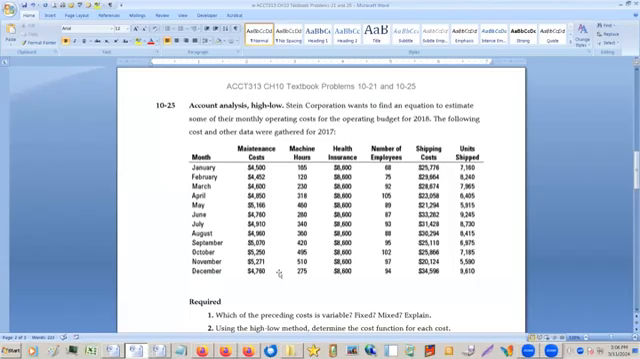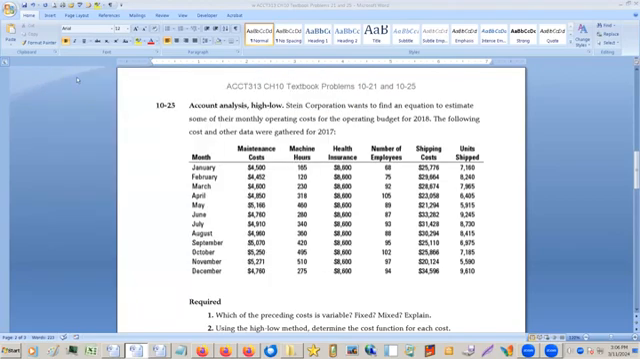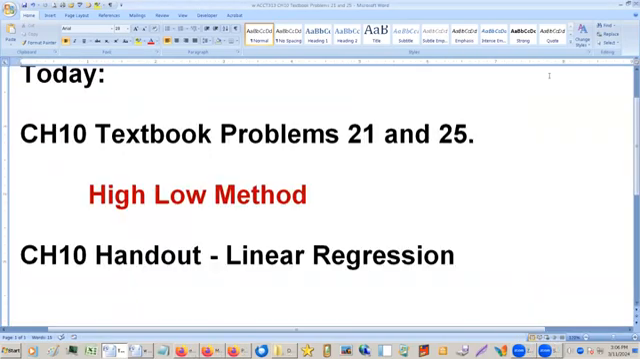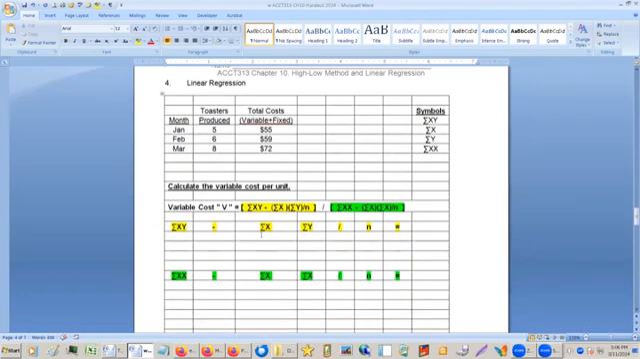So a lot of times taking the high and the low is not as ideal. It's better to take all the data that you have, and that's what regression does. It takes all the data. It's the best estimate of the variable and fixed costs. So that's why we're doing it. It's a little bit more work, but it's more accurate. Okay. Let me get rid of this. Okay. So problem number 4, linear regression.